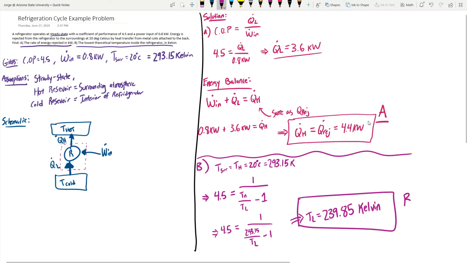All right, so this is the answer to part B. And of course, TL is the same as the temperature inside the refrigerator, because this T cold is TL, I should have written. Since T cold is the temperature inside the refrigerator, and the interior of the refrigerator is our cold reservoir, that's why TL is equal to the temperature inside the refrigerator.